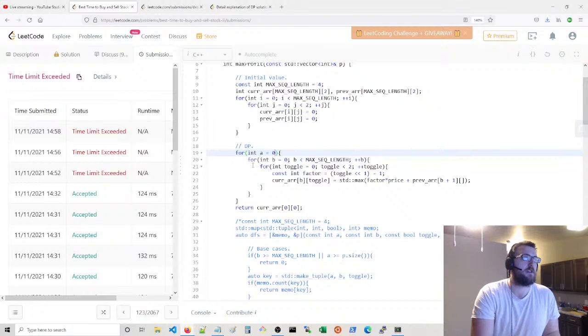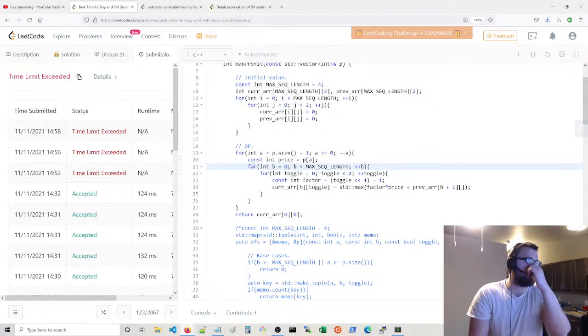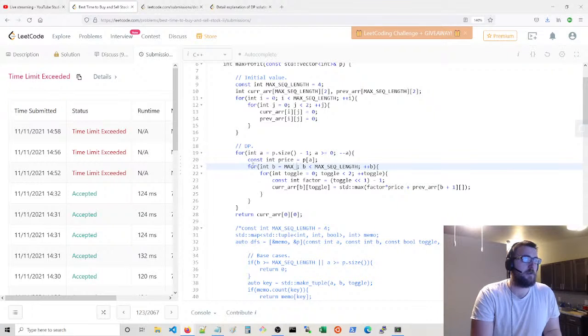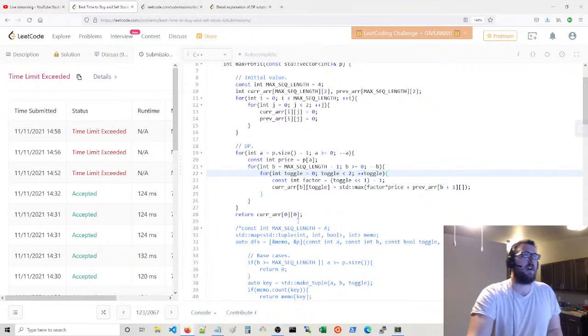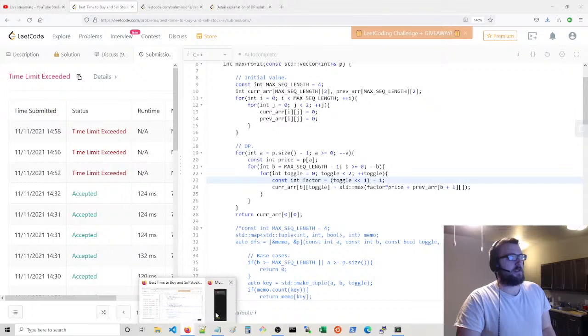We're doing A equals P dot size minus 1, A is greater than or equal to 0, decrement A. P of A. And you're going the other way around with B. You're actually starting off at max sequence length minus 1, and then greater than or equal to 0, decrement B. And the reason is that you're going to end at current array of 0, 0. The toggle, I'm not sure where you start with the toggle.